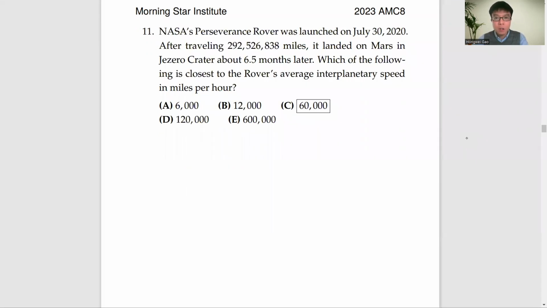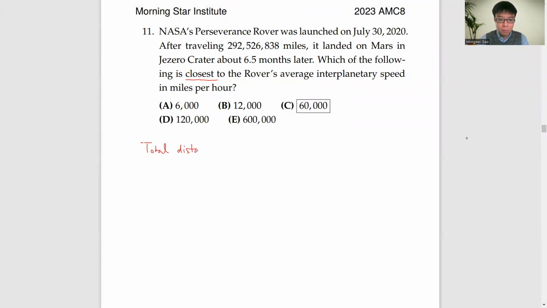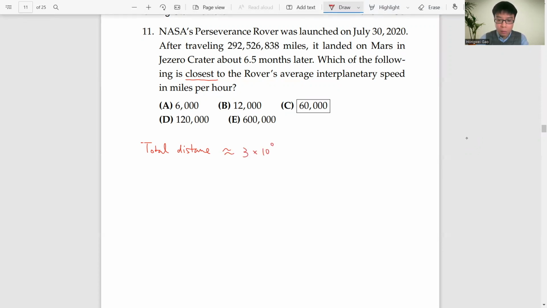Question 11. In this problem, we have NASA's Perseverance rover traveled a certain distance in about 6.5 months. We need to find its average speed. Now here, we just need to find the approximate average speed. So let's find the distance. It's a big number, but approximately it is about 3 times 10 to the 8th power.